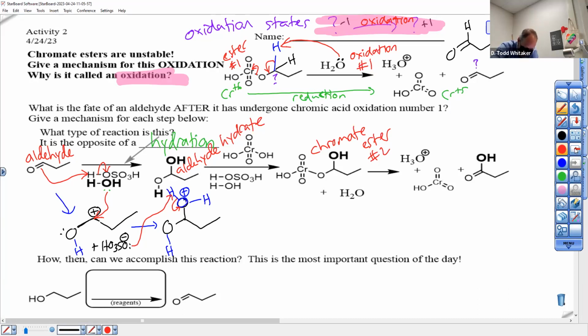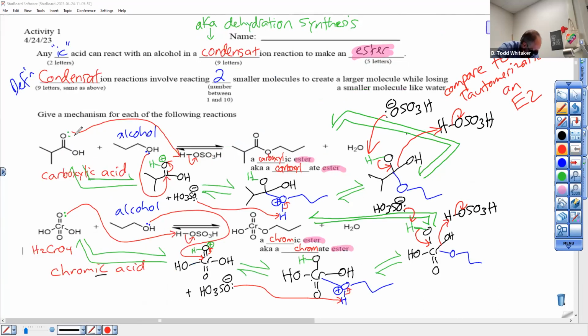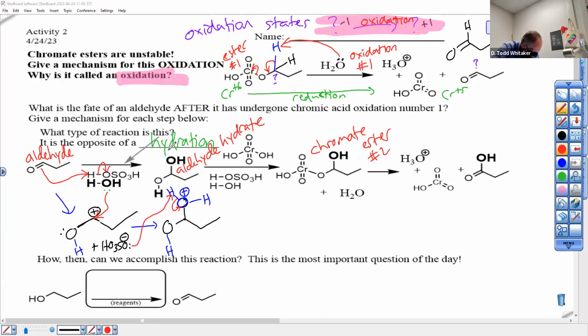So first step was take the lone pair on the acid, the double bonded O, and protonate it. Got it? That's what we're doing next. So which one of these is the acid? Is it the hydrate or is it the chromic acid? I think I answered my own question. We got chromic acid reacting with a strong acid.